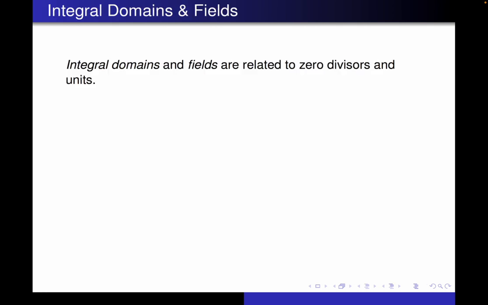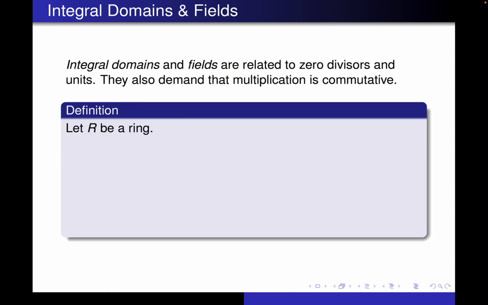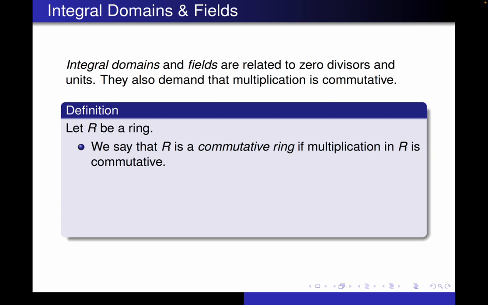So integral domains and fields are very much related to both zero divisors and units. And also, they demand an extra condition that multiplication is commutative. Remember, in general, multiplication doesn't have to be commutative, but for integral domains and fields, it does. So let R be a ring. First thing I'm going to do is give you a name for rings that happen to have a commutative multiplication. They are called commutative rings. So R is a commutative ring if the multiplication in R is commutative.